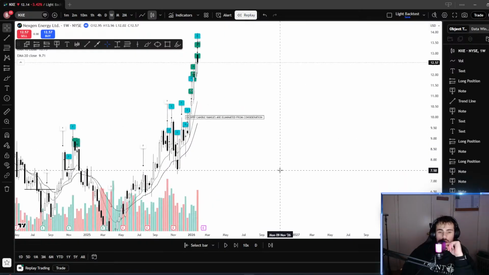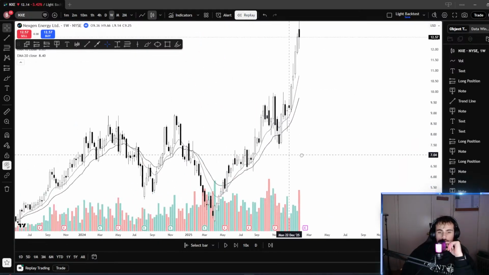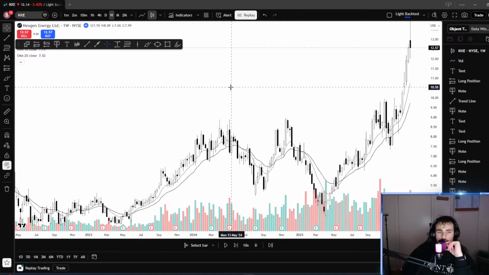Yeah, see, the weekly got choppy in here. Yeah, it actually failed as well.